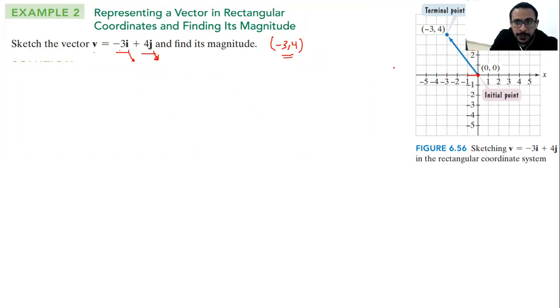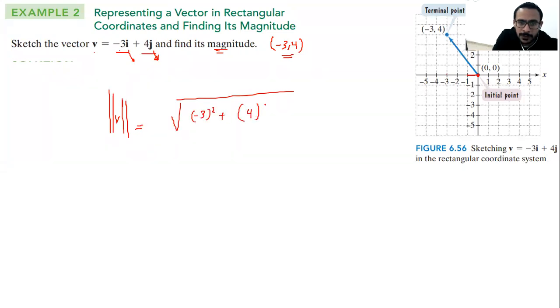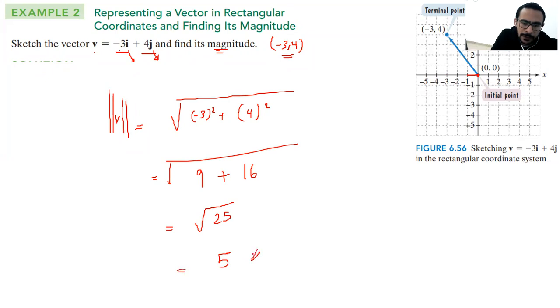So to sketch it is easy. We go to negative 3 and 4, plot the point, then connect it and draw an arrow, and that's it. But to find its magnitude, it's simple. The magnitude of v equals what? The square root of negative 3 squared plus 4 squared. That's it, which is a squared plus b squared. And your answer will be the square root of 9 plus 16, which is root 25, equals 5. The question was asking you to plot and find the magnitude.